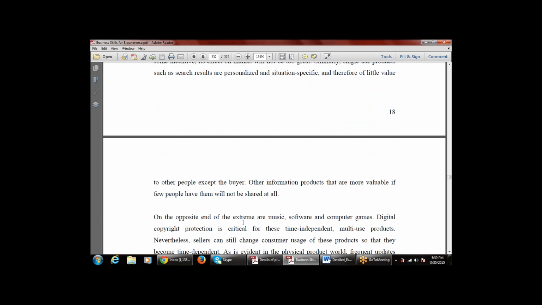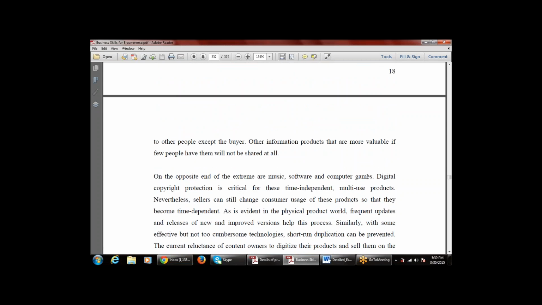On the opposite end of the extreme are music, software and computer games. So these are the various objects in which the market strategies are different. Digital copyright protection is critical for these independent products. It is very difficult to get the certificate for these businesses, for objects such as music, software and computer games.